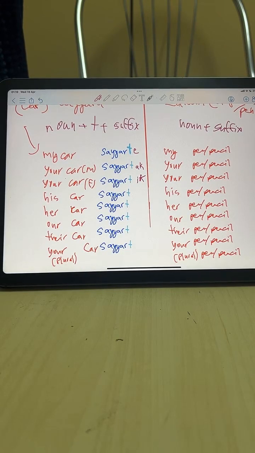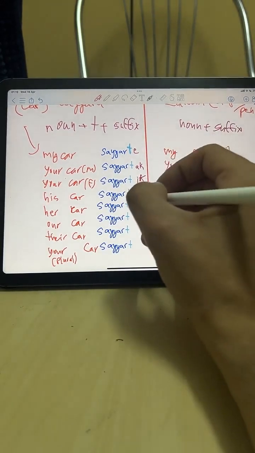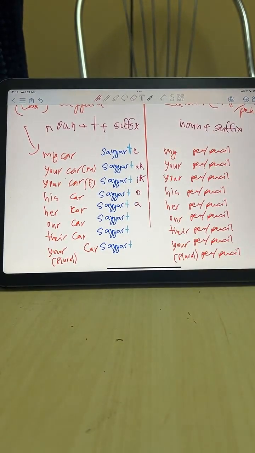So there are two ways to pronounce sayara. You can say sayara or you can say siyara. Both are accepted. Siyarte or sayarte. Siyartak or sayartak. Siyartik or sayartik. Both are correct. Okay, correct. Now, our car.